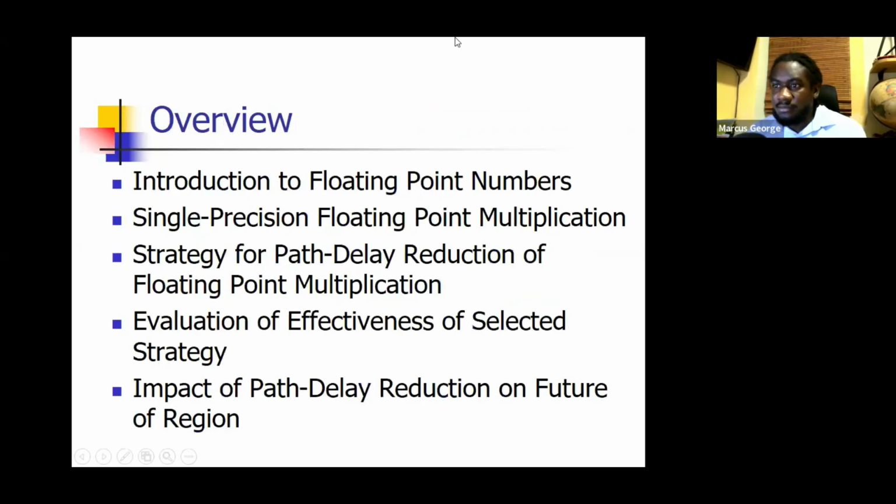So we have 5 items to look at today. The first is an introduction to floating point numbers. The second is single precision floating point multiplication. The third is the strategy for path delay reduction of floating point multiplication. The fourth is an evaluation, a very important evaluation, of the effectiveness of the selected strategy. And the fifth is a discussion of the impact of path delay reduction on the future of the region.